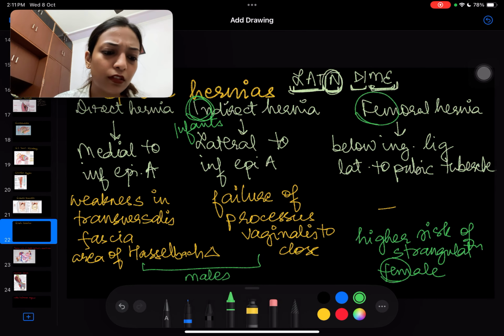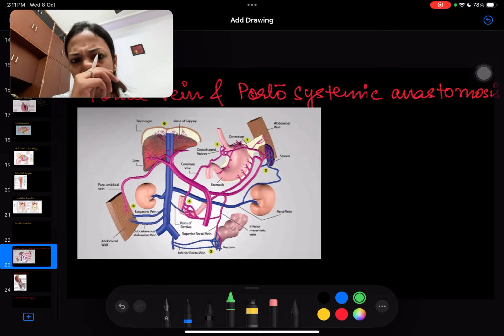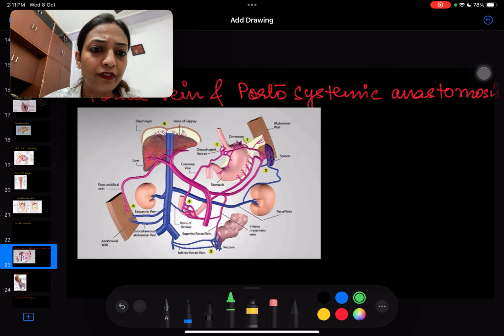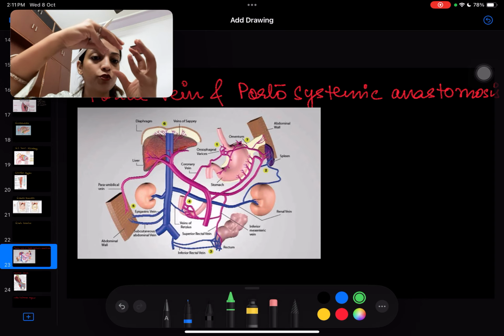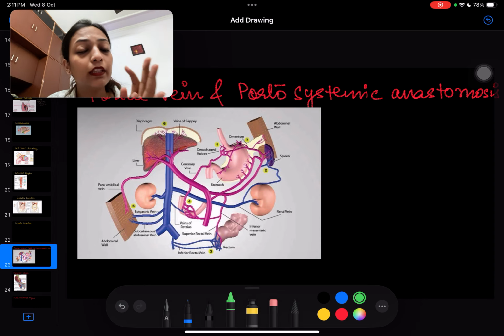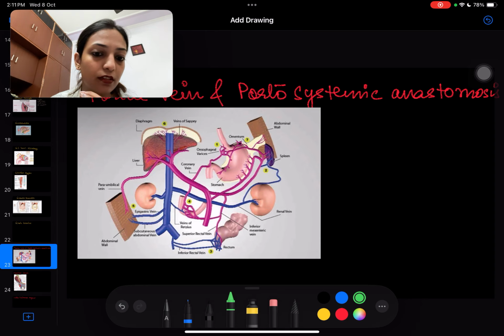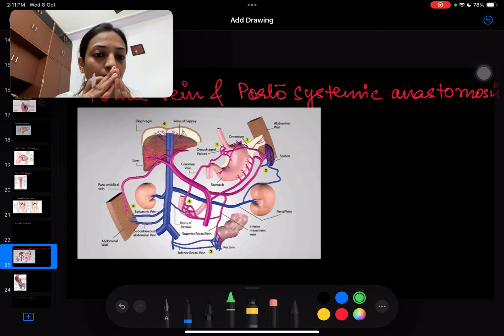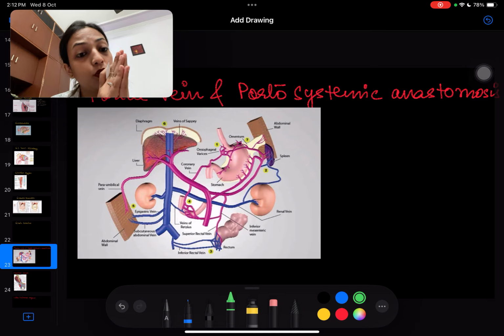Let's go to the other topic now. This is the portal vein and the portosystemic anastomosis. There are 7 sites of portosystemic anastomosis. Do you know what the portal vein is? There are 2 types of venous systems in our body. One is the inferior vena cava and superior vena cava, which come to the right atrium. Then there is the other one, which is the portal venous system. The inferior mesenteric vein and the splenic vein come together and form the portal vein.